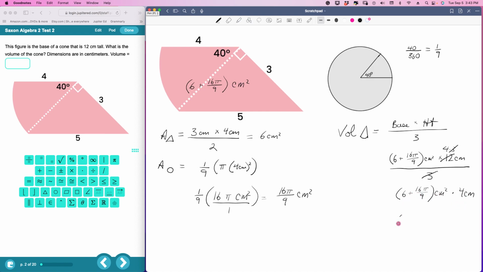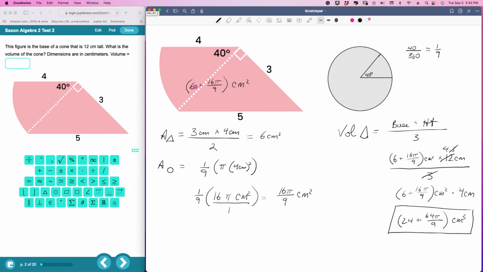4 times 6 is 24, plus 16 times 4 is going to be 64 pi over 9. Centimeters squared times centimeters is centimeters cubed. This is the answer. That is the answer for the volume of a cone with this area as the base. That is 12 centimeters tall.